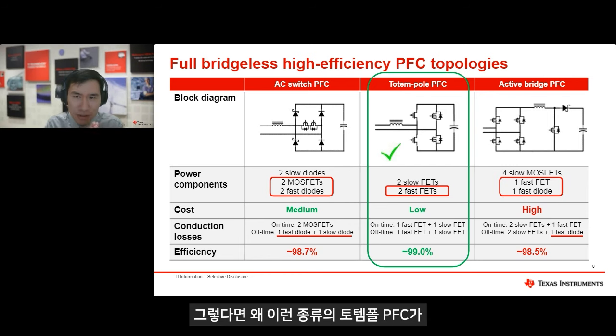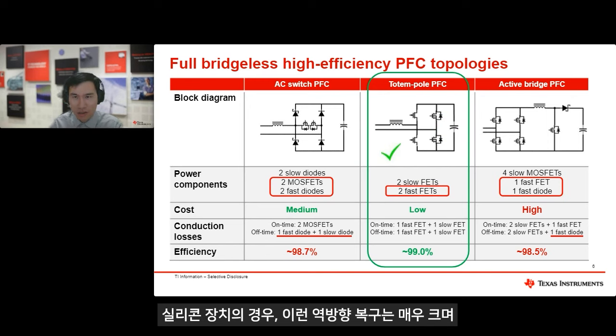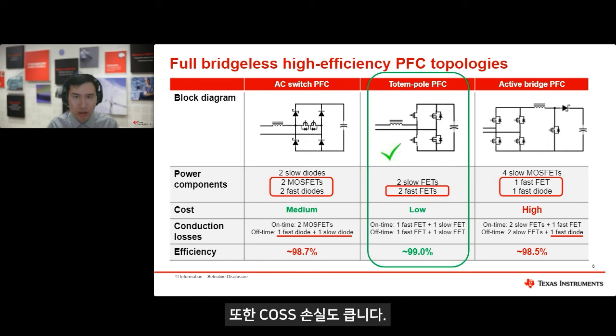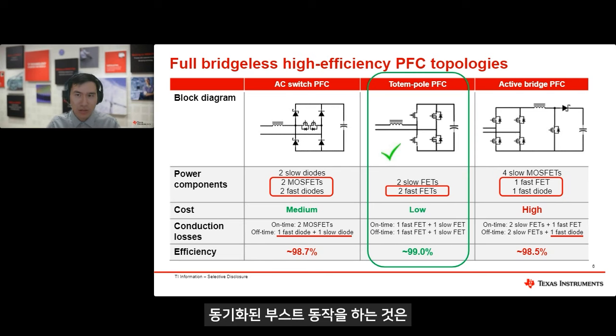Why this kind of two-node PFC was not the mainstream in the market before is because when you form the fast switches in this kind of half bridge, the reverse recovery is something you need to consider. For silicon devices, this kind of reverse recovery is very huge, and also the COSS loss. So it's not good to put silicon devices into a symmetrical half bridge and do synchronized boost operation.